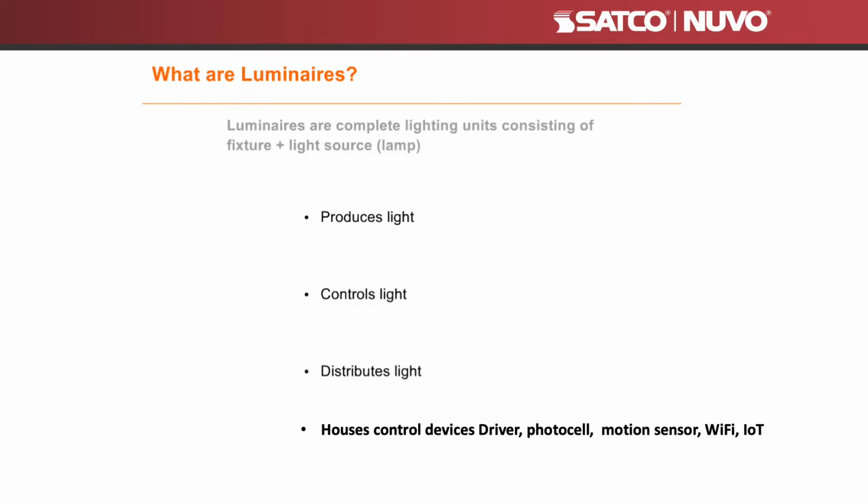So what's a luminaire? A luminaire is a complete lighting unit. It's got a source inside that produces light. It may have some reflectors or some other lens to control the light, which then distributes the light, and it will house control devices like a driver, a photocell, a motion sensor, a Wi-Fi unit, or something that can be used for the Internet of Things.